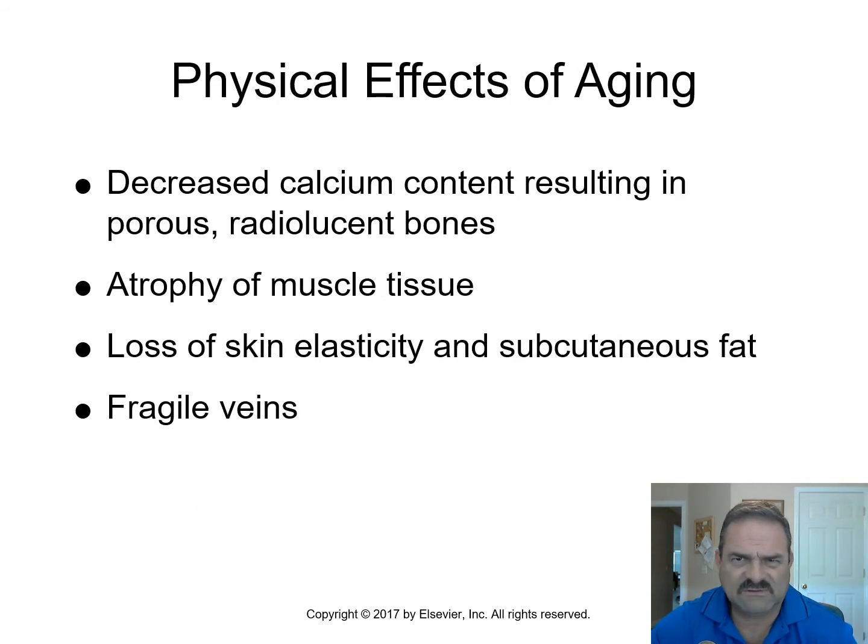All right, so physical effects of aging. There's a decreased calcification content resulting in porous, radiolucent type of bones. Obviously, we have atrophy of muscle tissue and a loss of skin elasticity and subcutaneous fat, and their veins become very, very fragile.